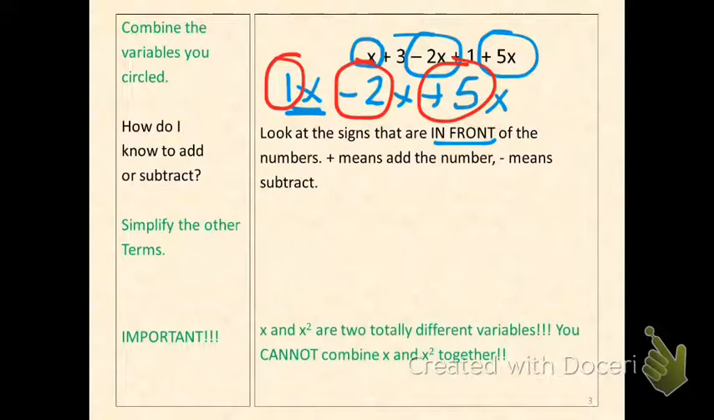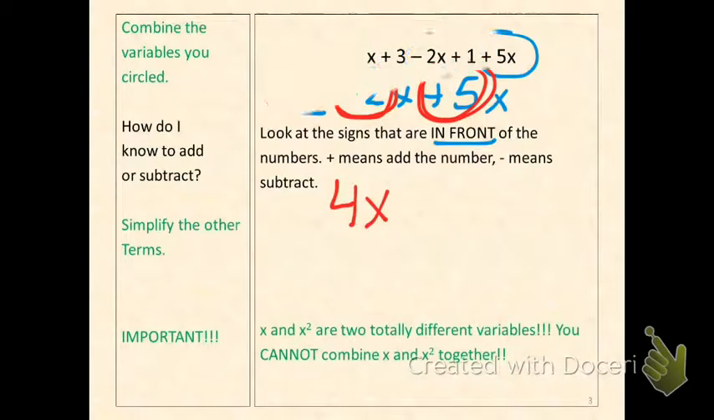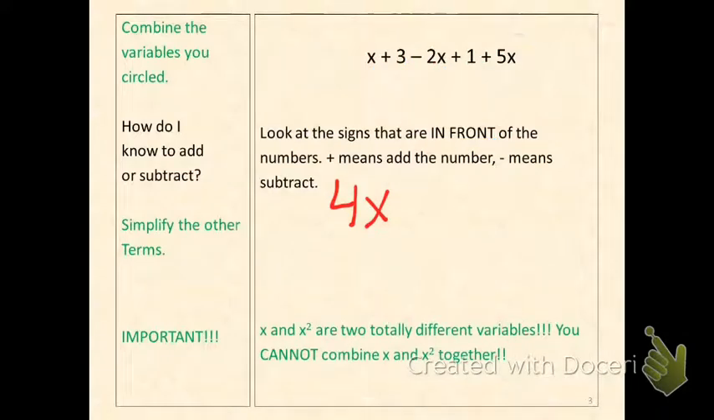Well, let's do it easy. 1 plus 5 is 6. 6 minus 2 is 4. So we have 4 x's for this problem. After we're done with that part, we look at the other terms. We've done the x's, so I'm just going to cross those out because all those x's combine to give me the 4x. Now I have 3 plus 1. Well, 3 plus 1 is 4. So it's going to be plus 4.